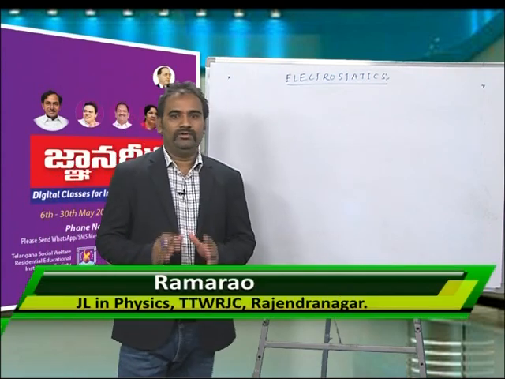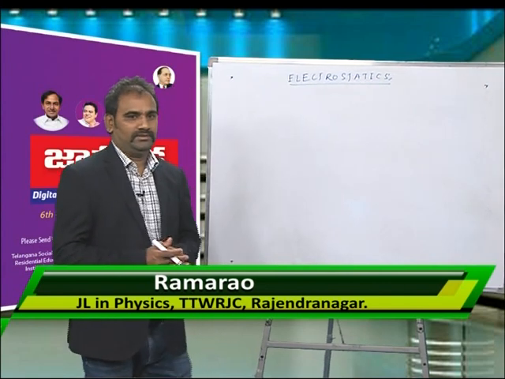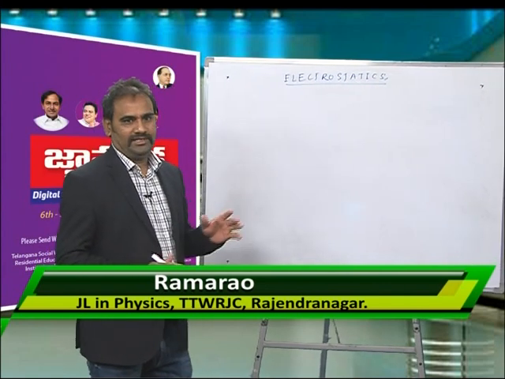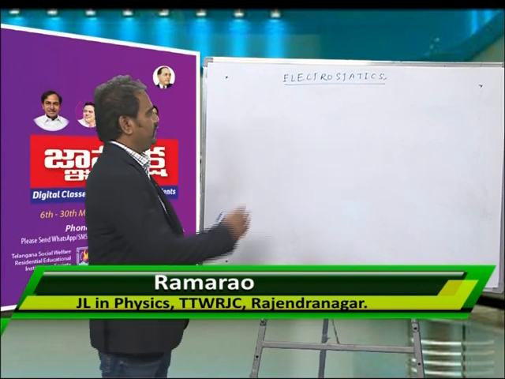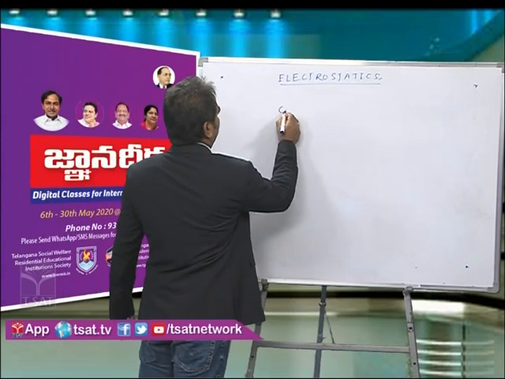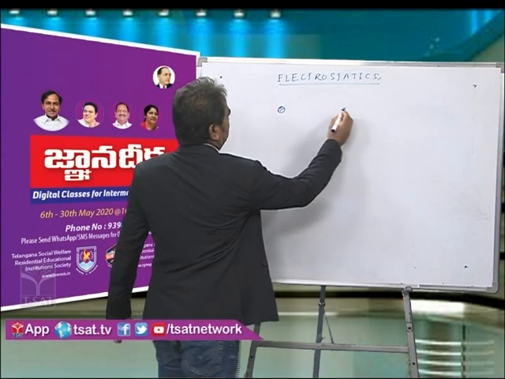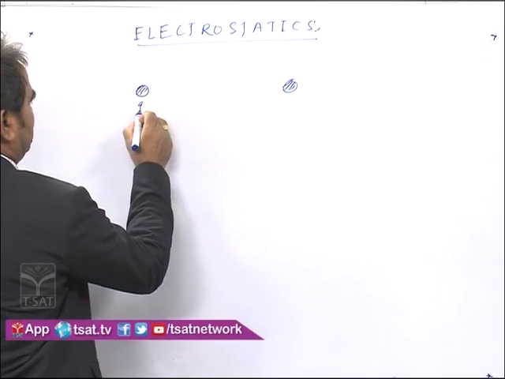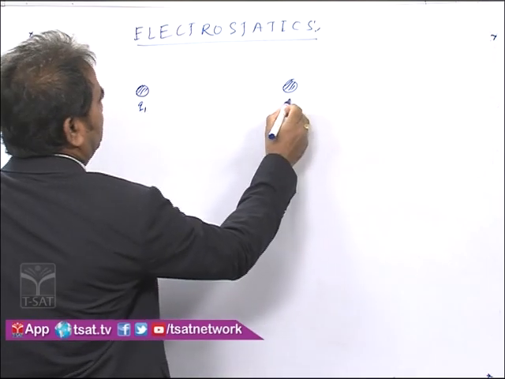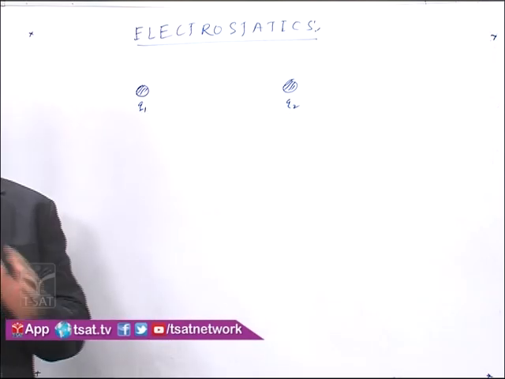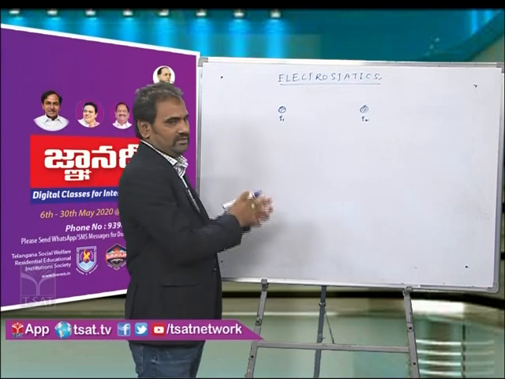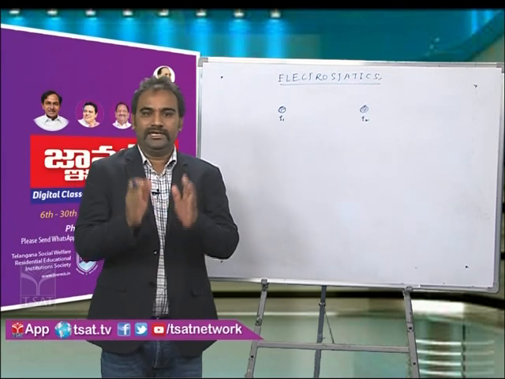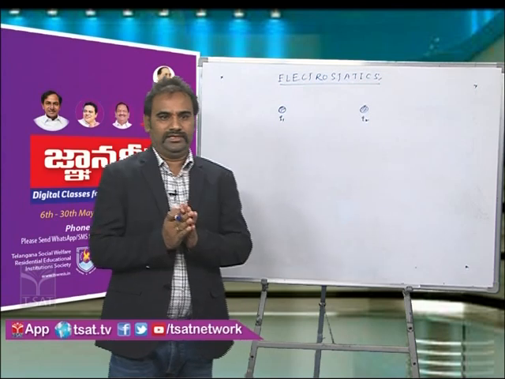Today I am going to start electrostatics. So what is electrostatics? Electrostatics means the study of properties of charges, the study of properties of charges which are at rest. This is a Q1 charge, this is a Q2 charge. We have to study these charges. The study of properties of charges at rest is called electrostatics.